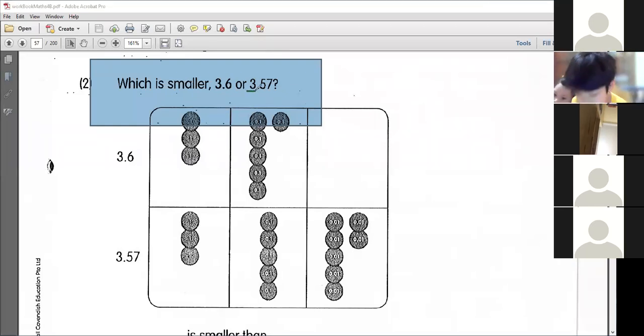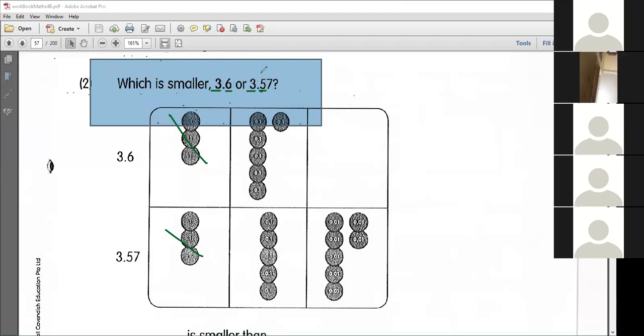Mm-hmm. So remember to start from the left here, okay? Yes. So the threes are both equal. That doesn't really tell us anything. So let's look at the tenths place. We've got 6/10 over here and 5/10 over here. Which is bigger, 6/10 or 5/10? 6/10. All right, 6/10 is bigger. So that being the case, 3.57 should be smaller, okay? These numbers over here don't matter so much. We want to start with the ones on the left side.